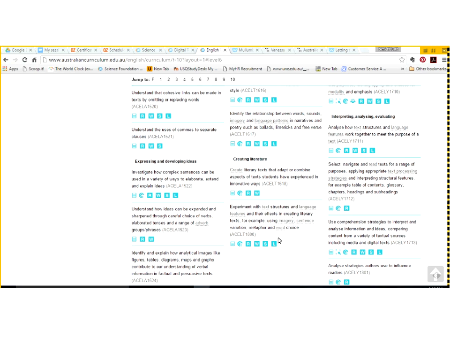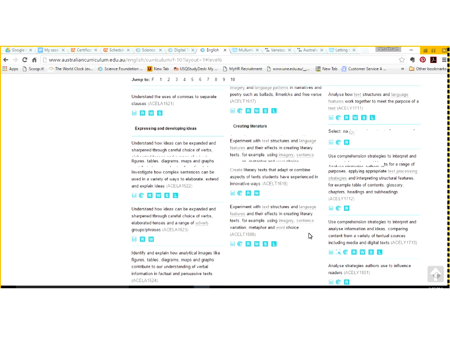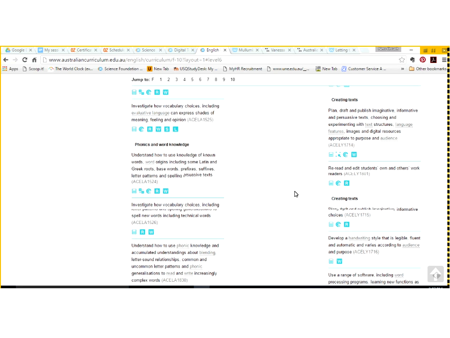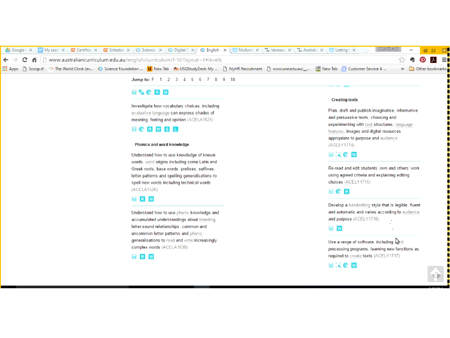And often it will mention using multimedia text or imagery or digital tools, which is the other term that you often see. Here's the creating text down here, so we'll see some of that here. And I know that, for example, you've got word processing expectations there as well, and creating text.